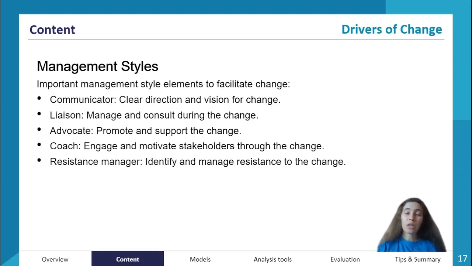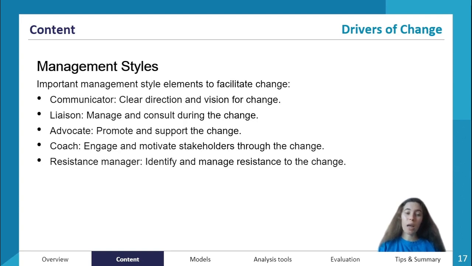So the idea of management can be pretty complex, and when you've got change, as I mentioned, some people are not going to be supportive of that. So there are some important management style elements to try and facilitate change. You need to be a good communicator, so having a clear direction and a vision for the change, and then getting that across to all of the people who care, or have power in some way. Liaising with different people. So you need to be able to manage and consult with people during the change. Advocate. So showing why the change is necessary, and being, I guess, persuasive in that way. Coaching. So engaging and motivating stakeholders through the change.